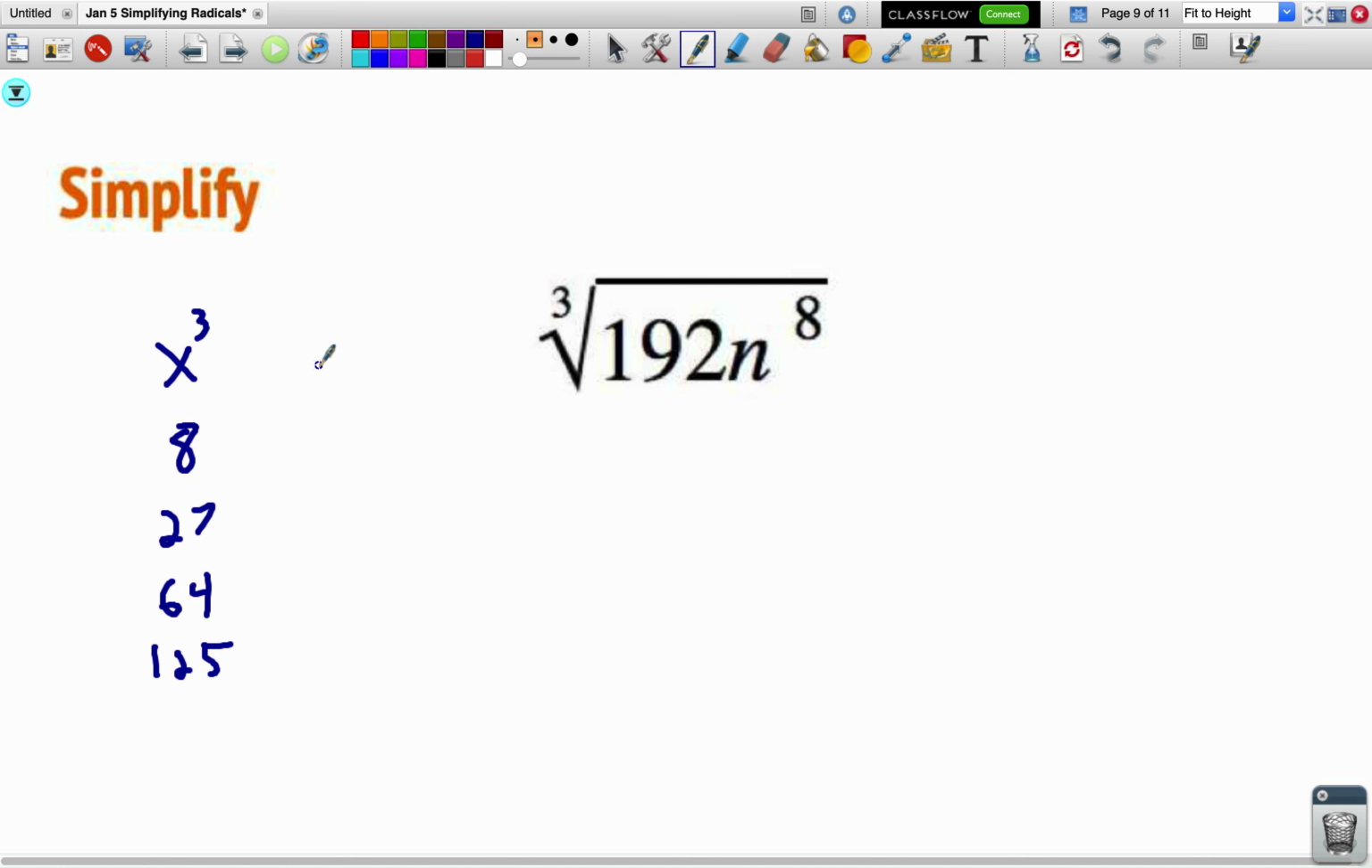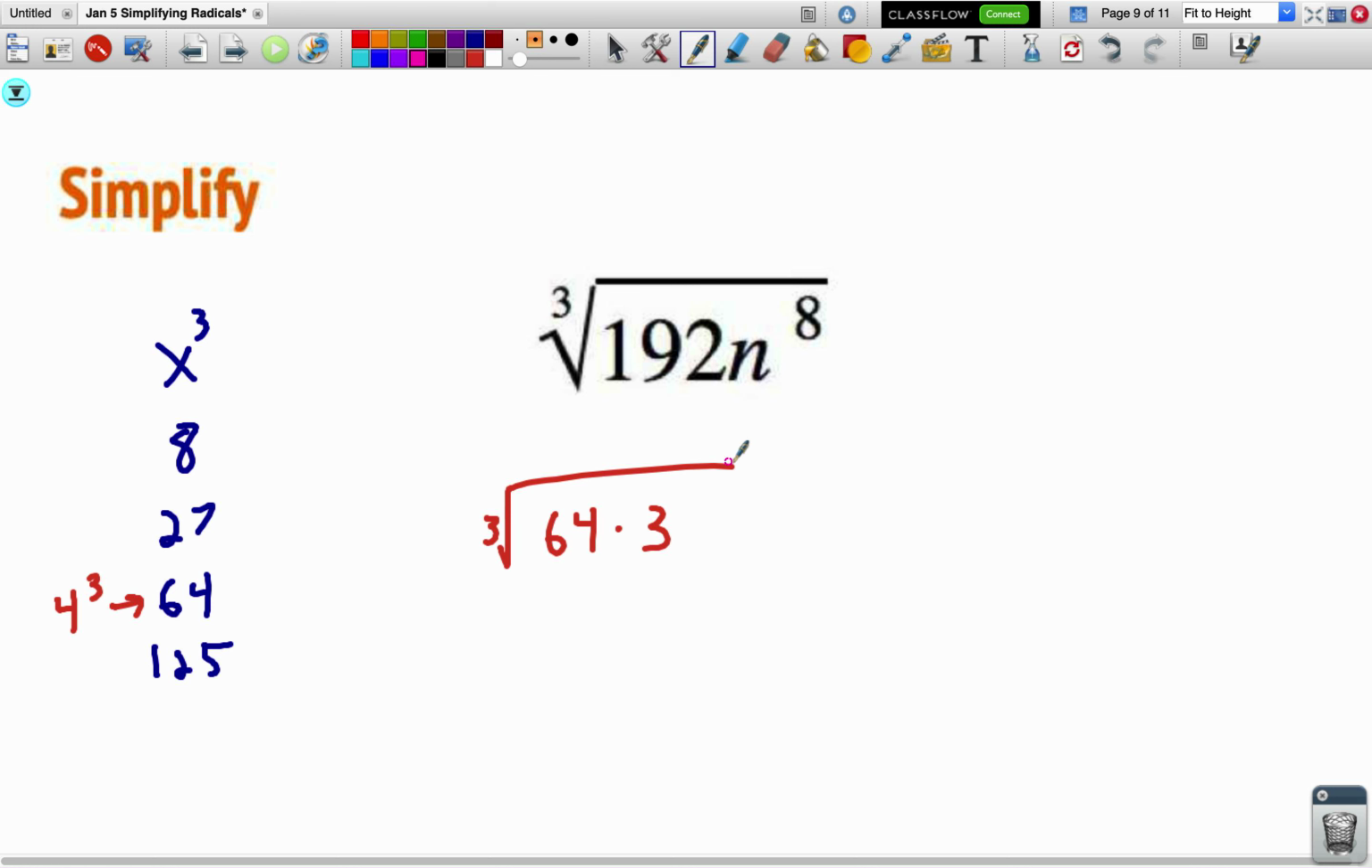Let's see, does 64 fit in evenly? 192 divided by 64, it does. It fits in 3 times. 3 is not a perfect cube, so we know that that is the largest one. So I can split that 192 into 64 times 3. 64 times 3 still equals 192, but 64 is a perfect cube. It is specifically 4 cubed.